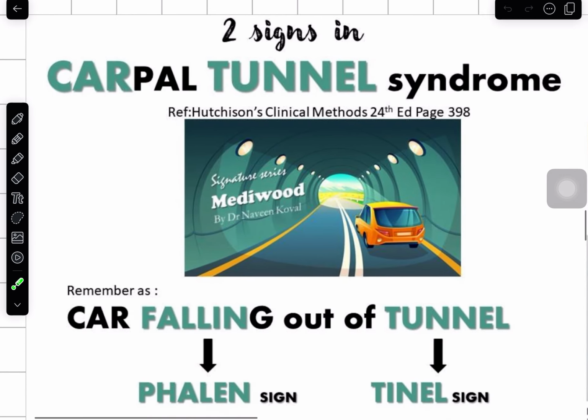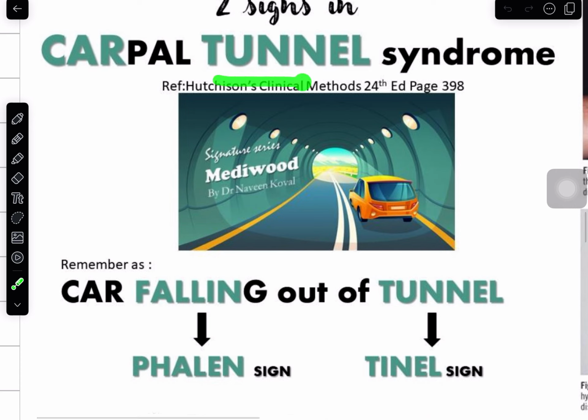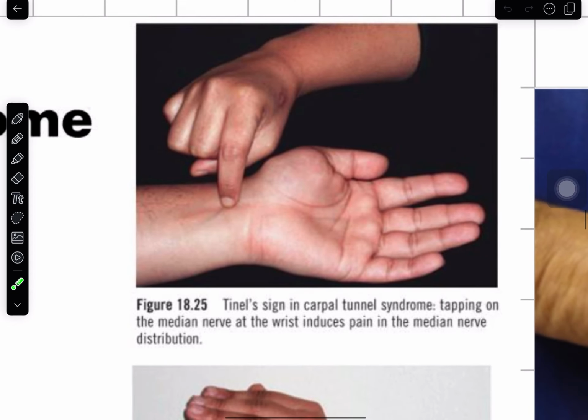So that it is easy for you to remember: carpal tunnel. Remember, car falling out of tunnel. Falling, Phalen's sign, and tunnel, remember the Tinel's tunnel sign. Car falling out of tunnel. Falling is Phalen's, tunnel is Tinel's. And in the tunnel sign, what do we do?